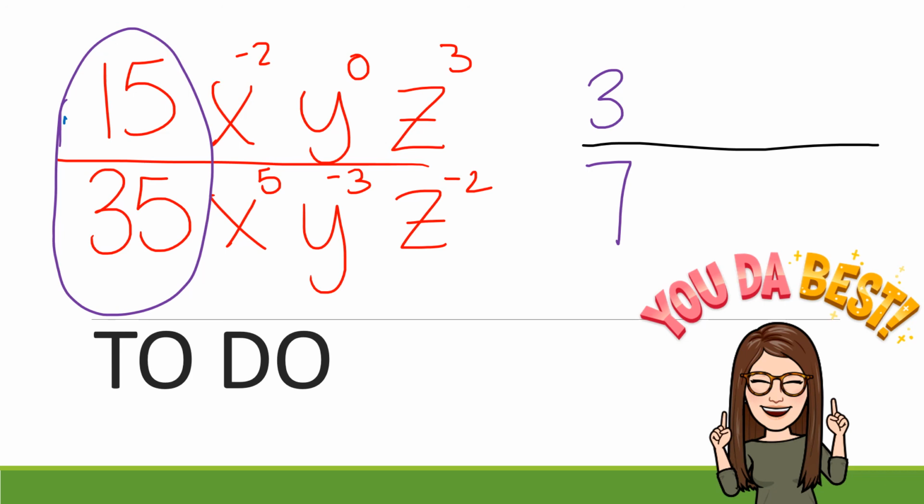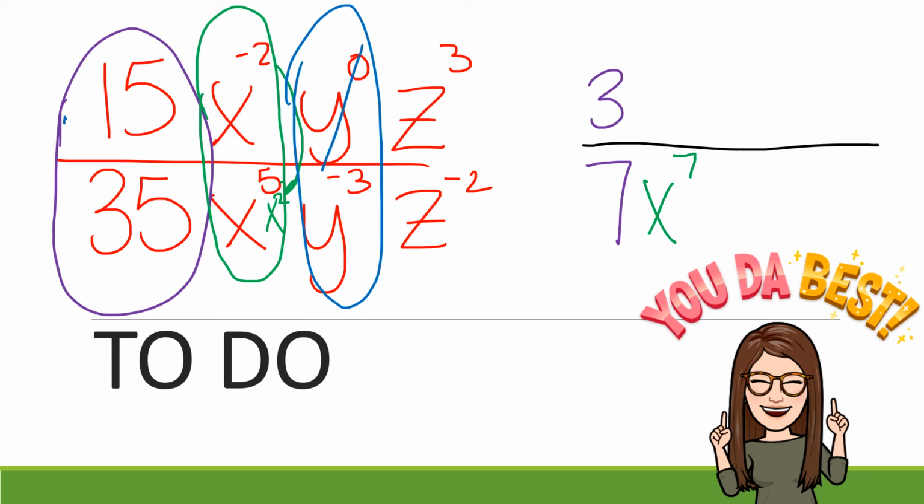Regular old reducing, right? Let's talk about the x's, all right? If I look at the x's, the bottom one is bigger. And I can subtract. 5 subtract -2 becomes 5 plus 2. That's a 7. Or if you think about that, if you kick this to the bottom, I'd have an x squared. So I'd have 7 of them, right? Let's take a look at the y's. Y to the 0 is 1. I don't need to write a 1. It's just 1. Y to the -3rd gets kicked to the top.